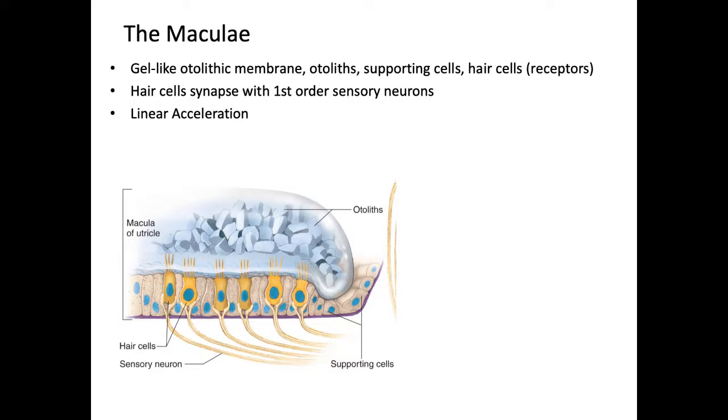The maculae are the sensory organs of static equilibrium, just like the organ of Corti is the organ of hearing. You have two maculae on each side of your head. One is in the utricle and one is in the saccule. The one you're looking at is the macula of the utricle. You can see that it is laying horizontally. It consists of a gelatinous membrane which is filled with tiny little stones made of calcium carbonate. These are called otoliths. We also have supporting cells as well as our hair cells, which are our receptors.